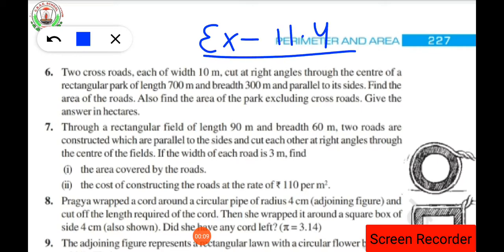Today we are going to do exercise 11.4. In the previous video, we had already completed our question number 1 to 5 solutions. Hope you people understood those questions.